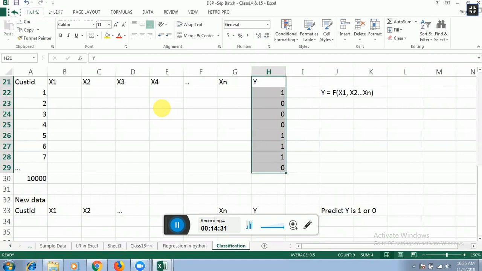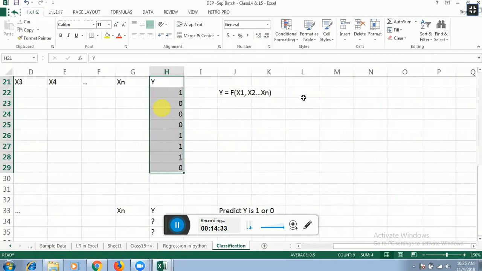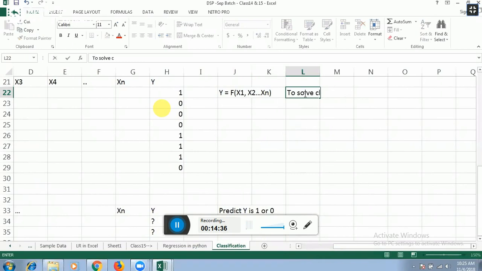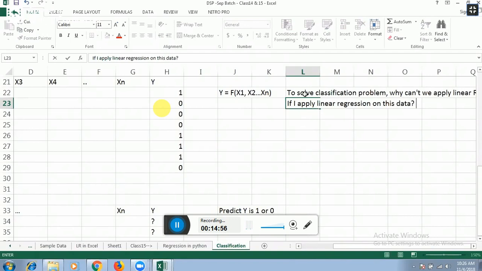So indirectly what I'm saying is, to solve a classification problem, why can't we apply linear regression? Indirectly, if I apply linear regression on this data, what is the problem? What is the problem, guys?